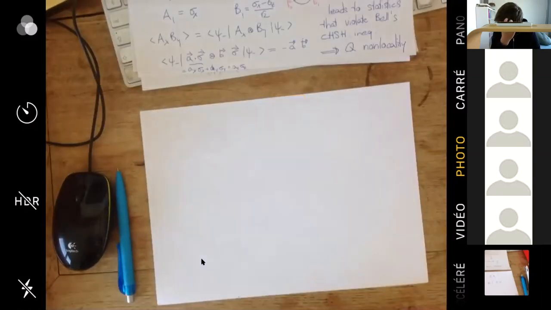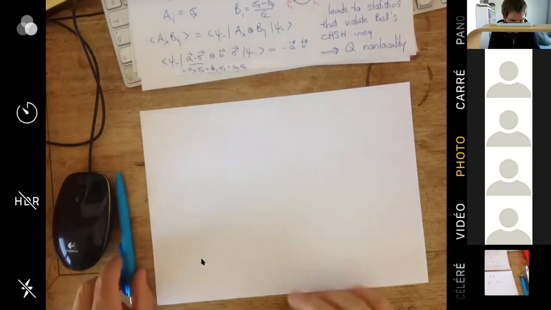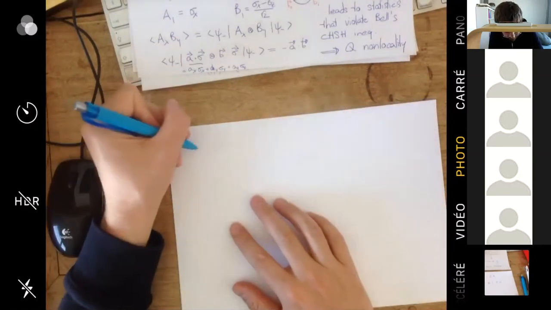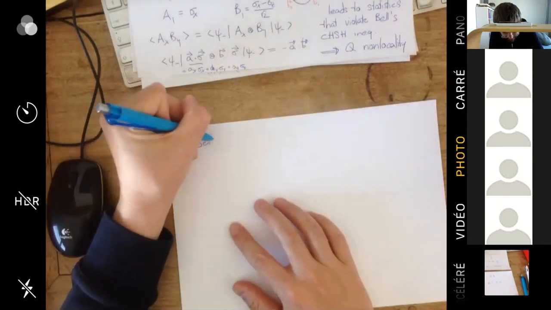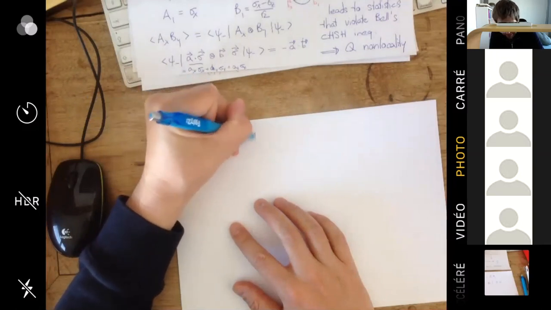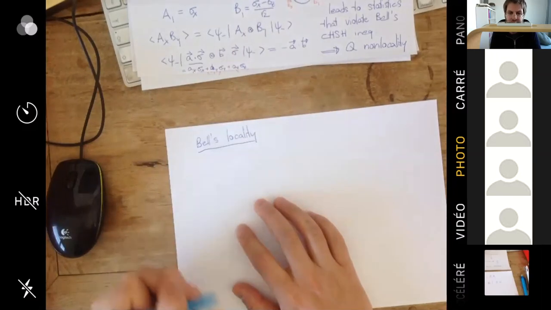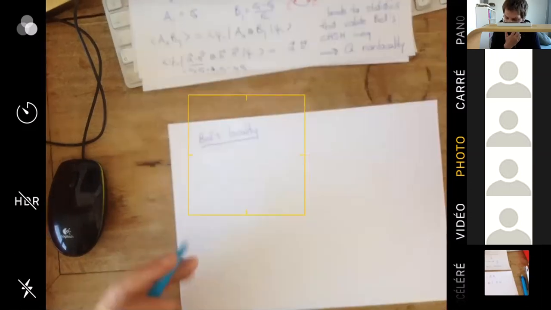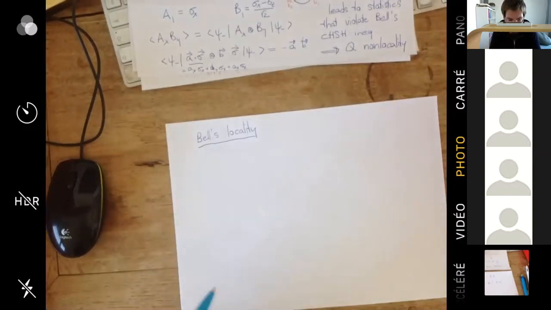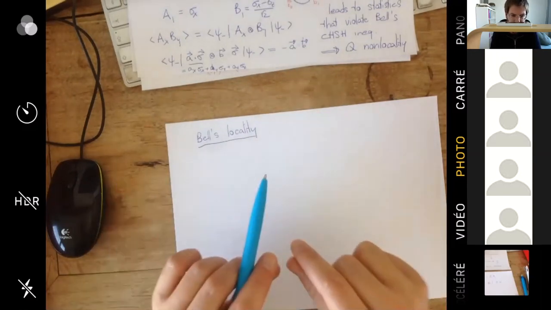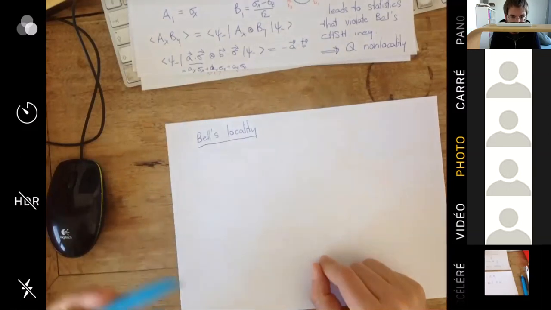So maybe now let me go back to the idea of locality. Let's write it a little bit more formally. Here you see we say quantum mechanics is not compatible with local theories. So what do we exactly mean by local theories? There is this intuition that in our experiment there is classical information flowing out of the source, but can we make this more precise?